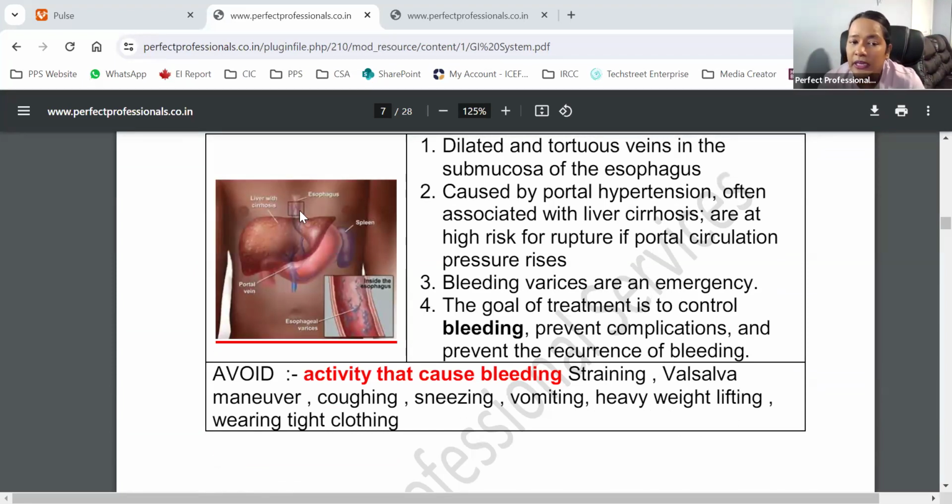I already explained what esophageal varices are, so I will not go into it again. We will only see the main point here. If it is bleeding, then it is an emergency. The goal of treatment is to control the bleeding, prevent complications, and prevent recurrence of bleeding.